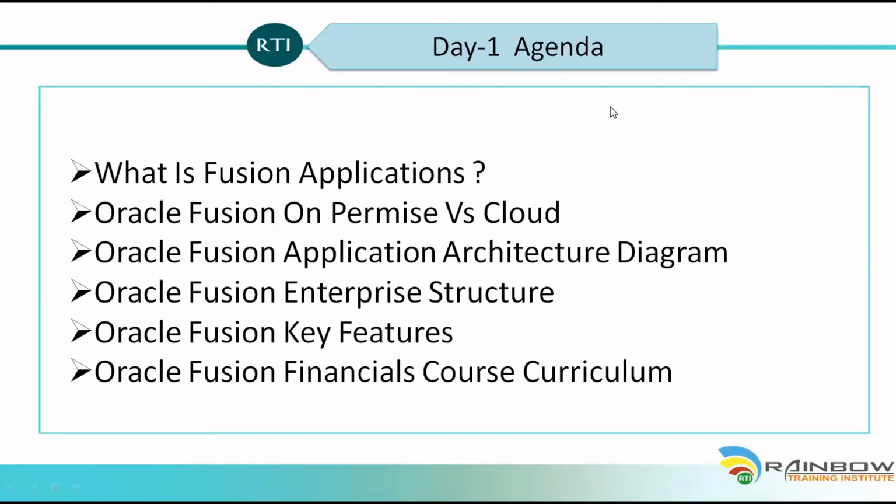And what is the application architecture diagram? What is the Fusion architecture diagram we have? And what we have is the enterprise structure, the structure in the Fusion application. In EBS we have the multi-org structure, in Fusion we call it the enterprise structure. So what is the major difference between the multi-org structure and the enterprise structure?